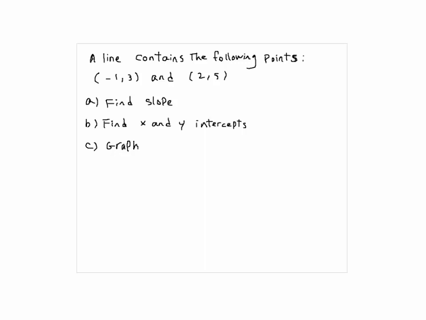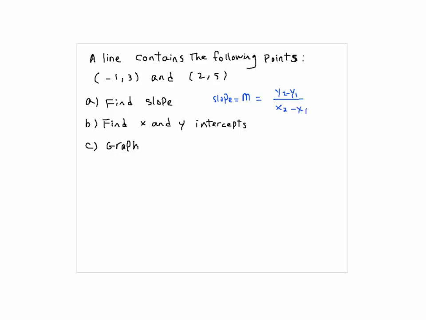Alright, next question here. We have 2 points. A line contains the following points. We want to find the slope, x and y intercepts, and we want to graph them. We need to know the formula for the slope. Anybody remember the formula? Okay. Is it m equals y2 minus y1 over x2 minus x1?